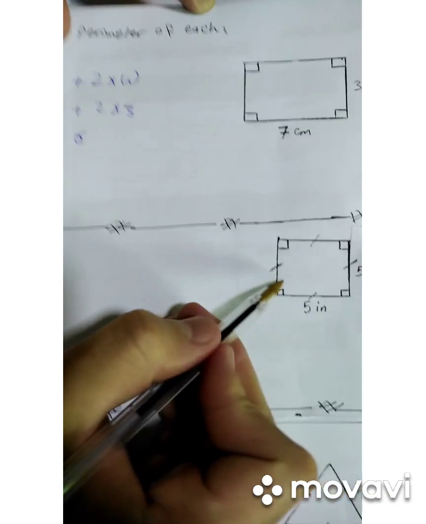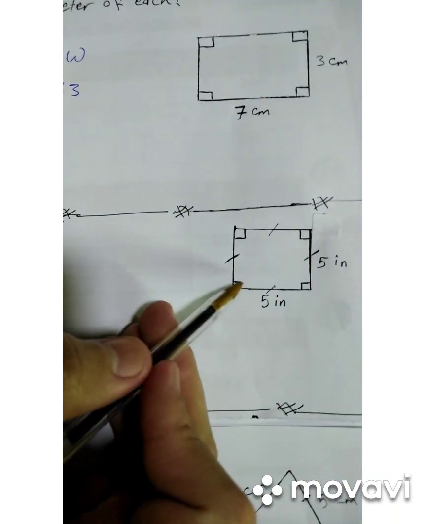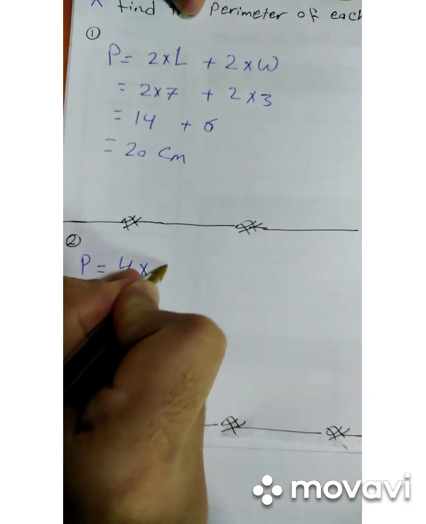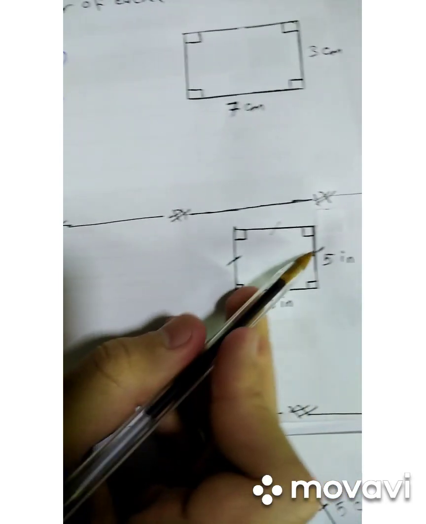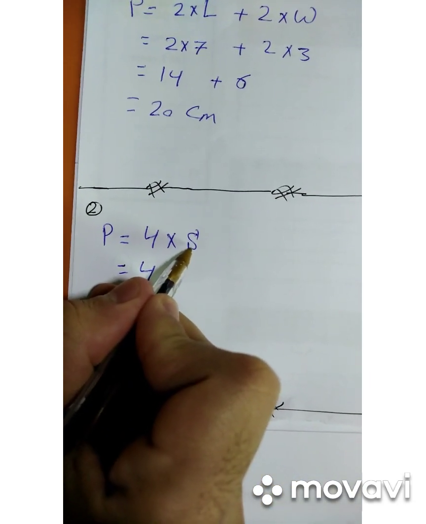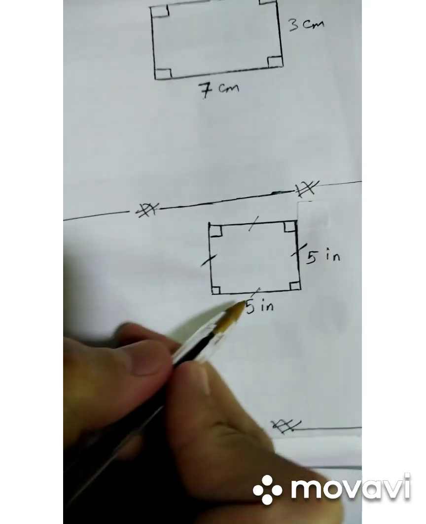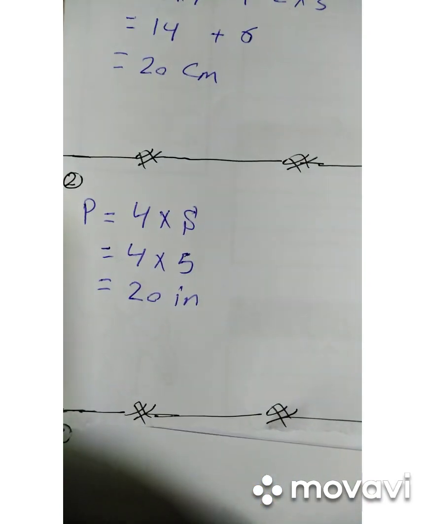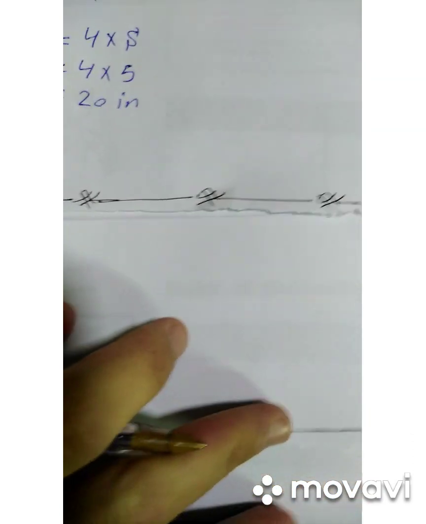Number 2. What is this figure? We have a square. The formula of the perimeter of a square is 4 times s. All sides in a square are equal in length. So our perimeter equals 4 times s, where s means the side length. The side length equals 5. It will be 4 times 5 equals 20 inches.